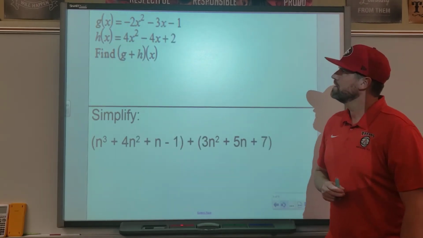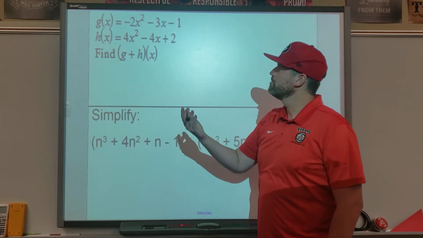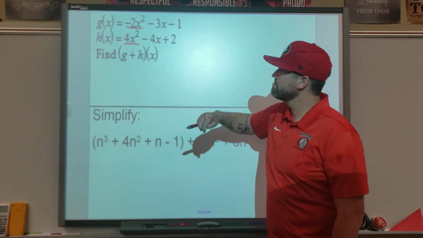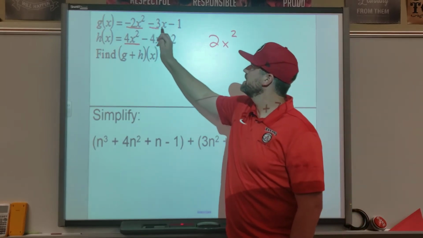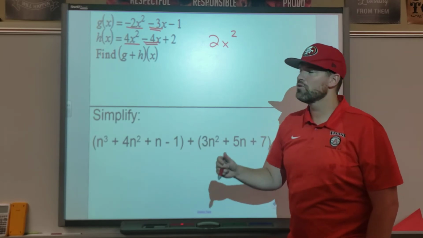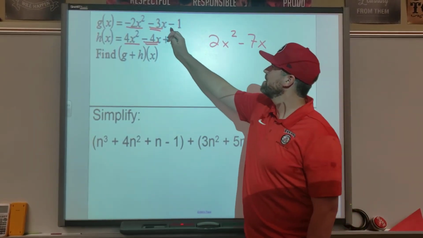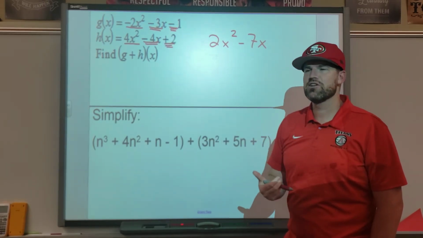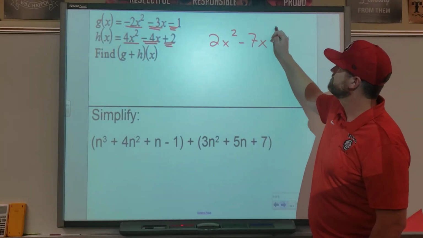All right, 2 more examples with addition. We're going to add the two together, right? So I'm looking for like terms. Negative 2x squared plus 4x squared, which would be 2x squared. Negative 3x minus 4x. Negative 3 and a negative 4 make negative 7x. And then finally I've got negative 1, positive 2. Those are like terms. They can go together. And if I add those, I get positive 1.